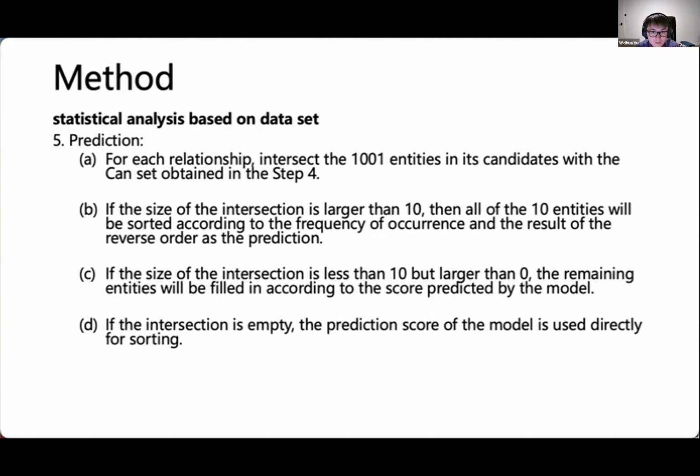If the size of the intersection is less than 10 but larger than 0, the remaining entities will be filled in according to the score predicted by the model. If the intersection is empty, the prediction score of the model is used directly for sorting.